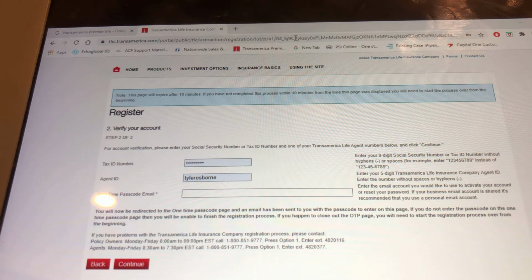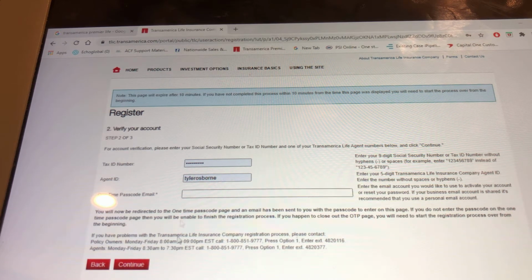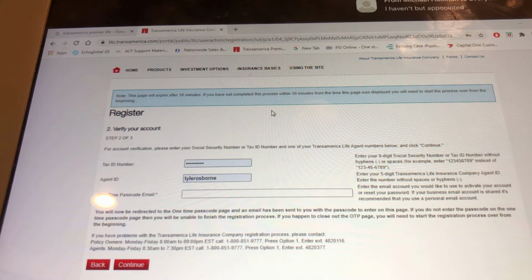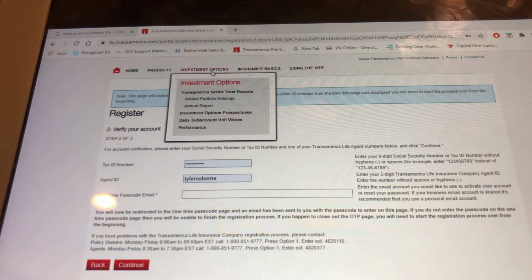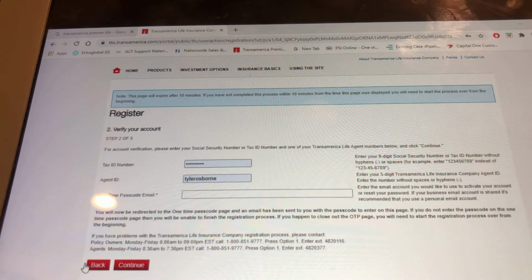Okay. Is everyone already registered and have a username and password with them? Okay, cool. So if that's the case, who's not? Yes, sir. I have not, but I'm appointed. Okay, then you've got to create one real quick.